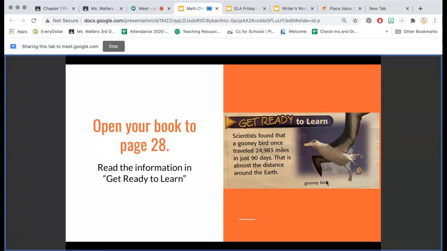Scientists found that a Goonie bird once traveled 24,983 miles in just 90 days. That is almost the distance around the Earth. And that looks like a seagull to me, but I guess it's also called a Goonie bird. And wow, that is a long distance to travel, and that is a big number.